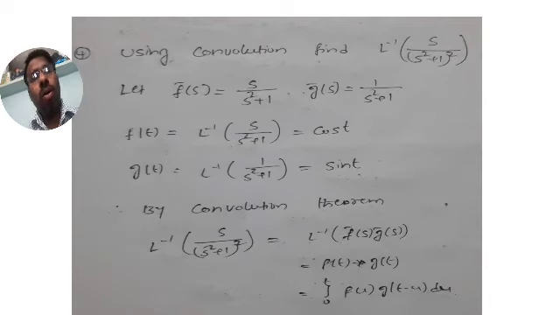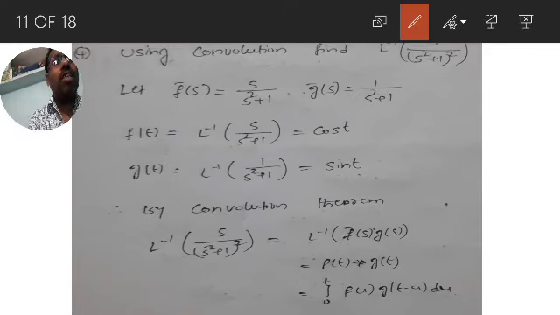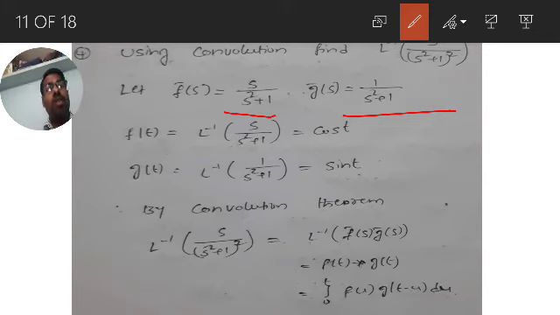There is no simple function here, both are looking similar. So you can choose any one as f bar of s and any other one as g bar of s. No question. Only in the third problem did we see that the simple one you have to take as g bar of s. Here f bar of s is s by s square plus 1 and g bar of s is 1 by s square plus 1. F of t is L inverse of s by s square plus 1. 1 can be written as 1 square. So what is the formula here? Standard formulas.